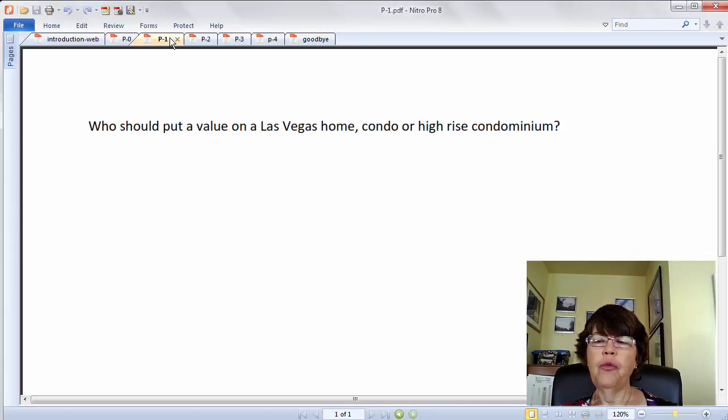Let's talk about who should put a value on a Las Vegas home, condo, or high-rise condo. As far as buyers are concerned, we must be clear that it is the buyer's agent and not the listing realtor that should decide the property value and, if the price is right, come up with the best way to get the offer accepted. On several occasions, we beat higher offers because our offer could appraise and we wrote a good, clean offer with the situation and seller in mind.